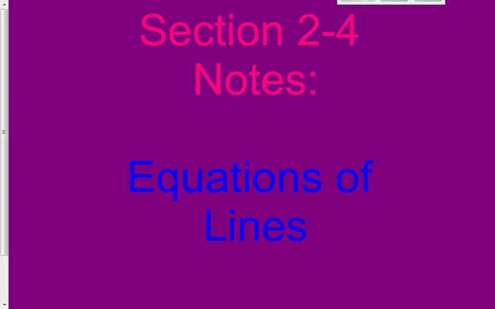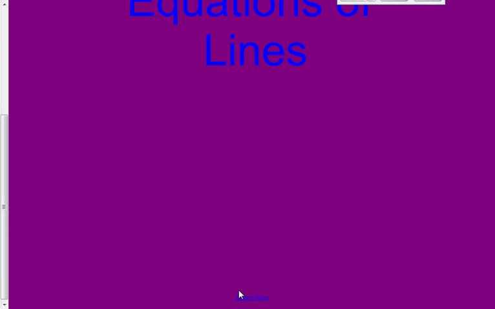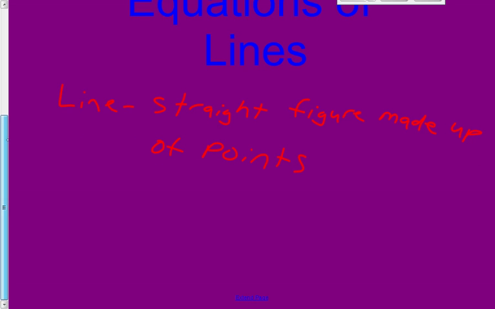Just to review from geometry, let's just talk about what a line is. And it might sound pretty basic, but let's just talk about the mathematical definition of what a line is. A line is a straight figure made up of points. You don't have to write this down if you don't want to. I just want to write it down so you guys can see it.